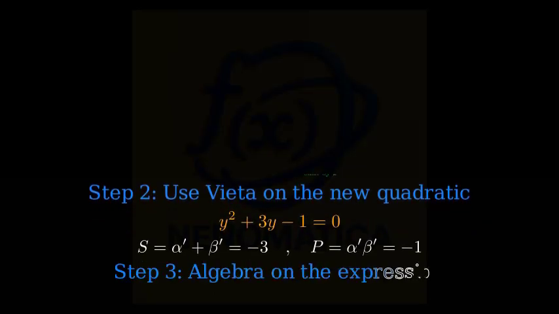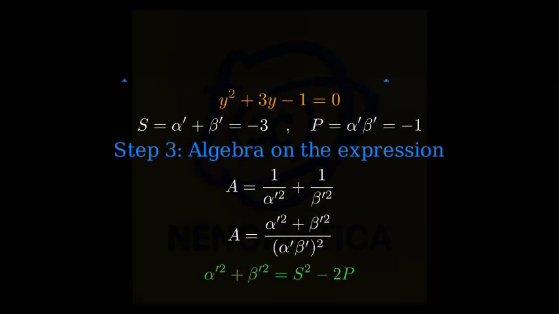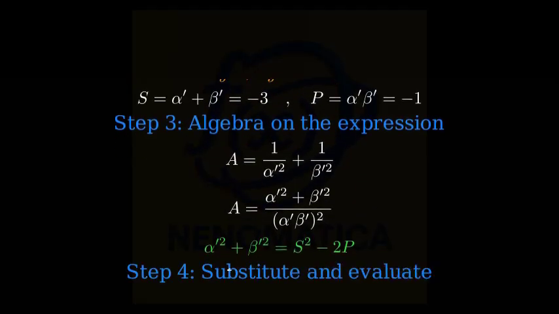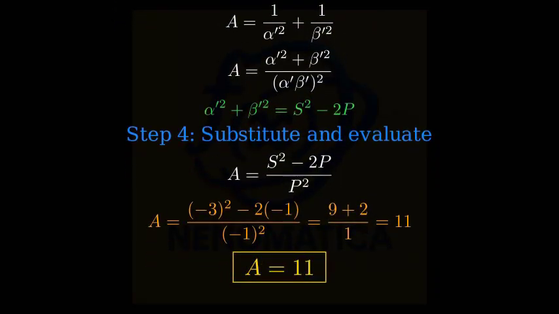Step 3. Rewrite the target. The required value equals the sum of the inverse squares, 1 over alpha prime squared plus 1 over beta prime squared. Combine over the common denominator to get alpha prime squared plus beta prime squared divided by the square of alpha prime times beta prime. The numerator alpha prime squared plus beta prime squared equals S squared minus 2P. Step 4. Substitute S equals negative 3 and P equals negative 1. Then A equals S squared minus 2P divided by P squared. That is 9 plus 2 over 1, which equals 11. Therefore, the value of the expression is 11.